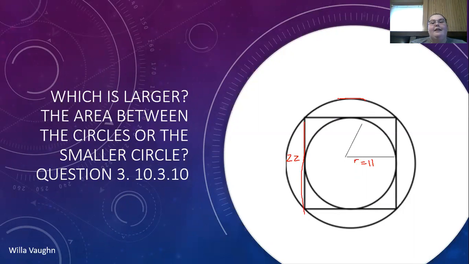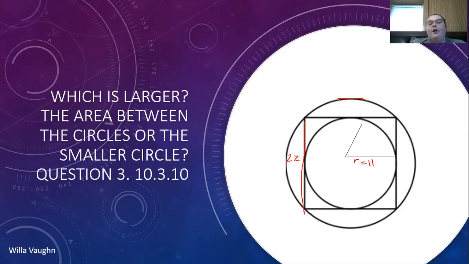So then the radius of this larger circle right here, you have to get it by using the Pythagorean theorem, which is a squared plus b squared equals c squared. So you're going to plug and chug your numbers, and you're going to do 11 squared plus 11 squared equals 242 pi units squared.